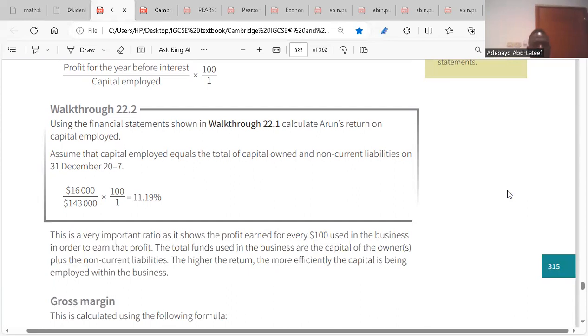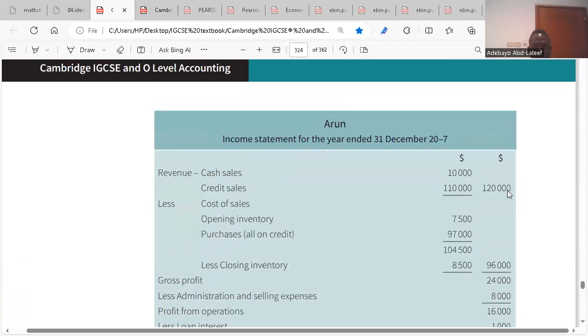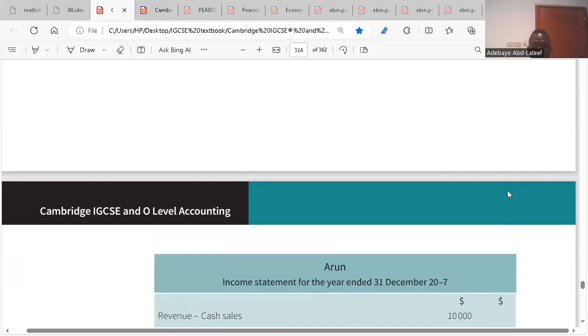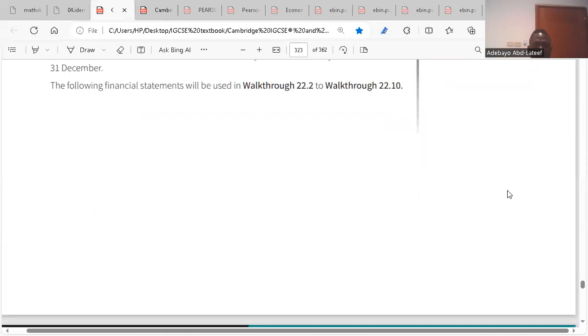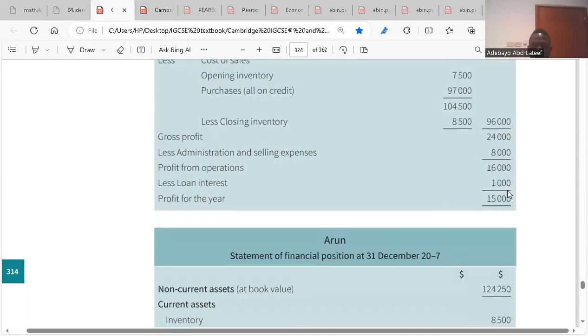So we have a question. They said, using the financial statement shown in Walk Through 22.1, calculate Lawn's return on capital employed. It's not 155, because it's the same question. 22.1, yes, that's 22.1, which has the same financial position. Are you sure it is 22.1? They said shown in Walk Through 22.1. Okay, all right, let's see what we have here. The profit is 15,000.